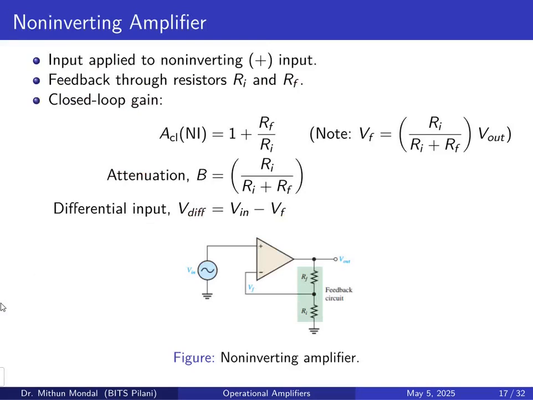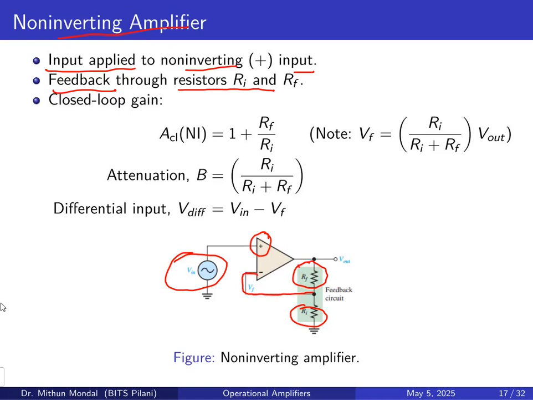The other type of amplifier configuration is the non-inverting amplifier. Here, the input is applied to the non-inverting terminal. So here you can see the positive terminal, which is the non-inverting terminal. There you are connecting this input voltage. So it is known as the non-inverting amplifier. The feedback is given through resistor Ri and Rf. So two resistors are connected as voltage divider biasing and the output voltage is given to the input with respect to these resistors and this is the feedback circuit.